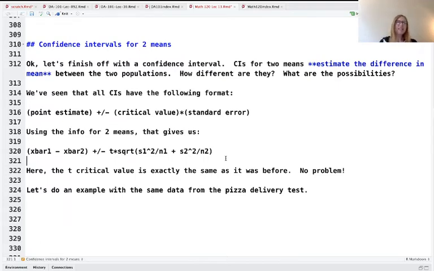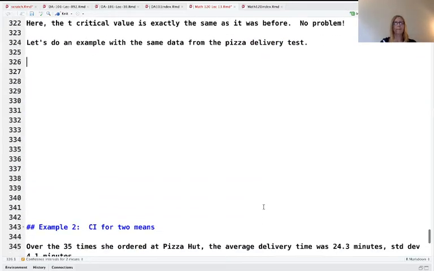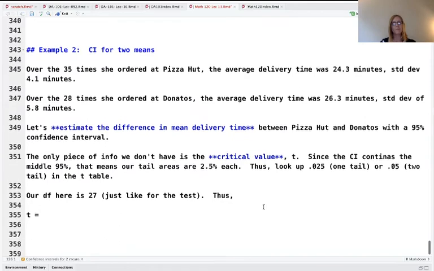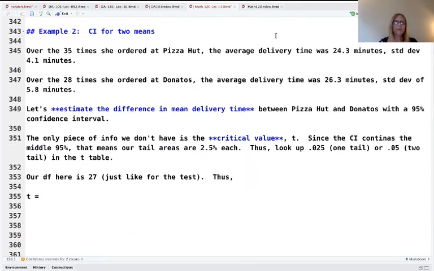Okay, let's do an example. To keep things simple, let's do an example with exactly the same sample data that we thought about before. Let's use that pizza delivery data and make a confidence interval to estimate the difference in delivery times. So I've already copy-pasted the data. This is exactly the same stuff before. We've got 35 deliveries from Pizza Hut, 28 deliveries from Donato's. We're going to estimate the difference in mean delivery time. How different does it seem the delivery times are?